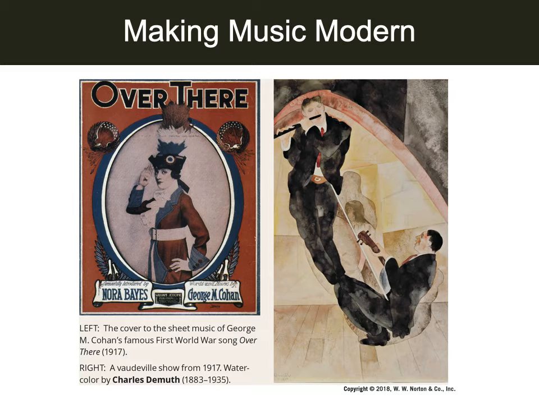So on the left, we have the cover to the sheet music of Over There, from the First World War. On the right, a vaudeville show from 1917, watercolor painting. So a vaudeville show is like a variety show with a series of acts, duos and trios and dancers and comedians. So this is a scene from a vaudeville show in 1917.